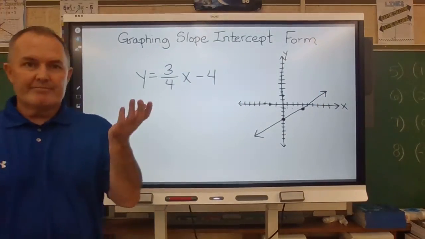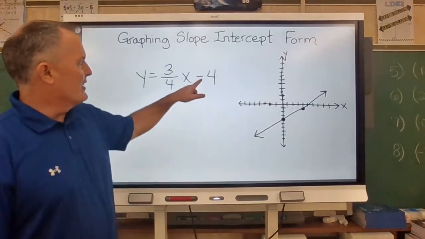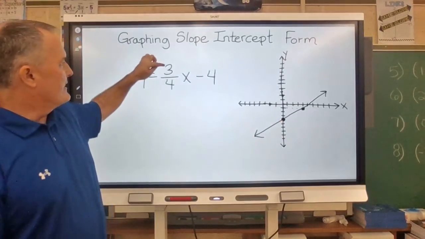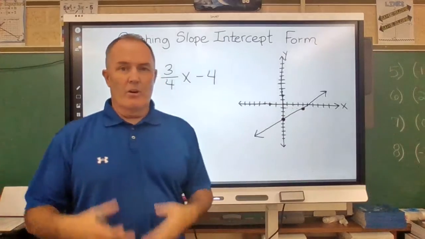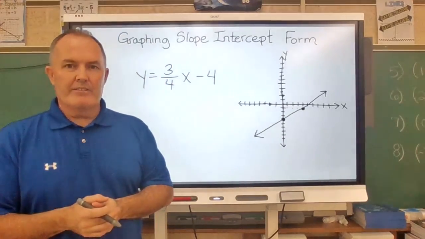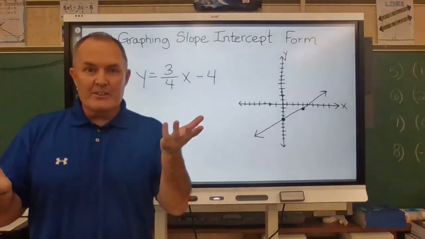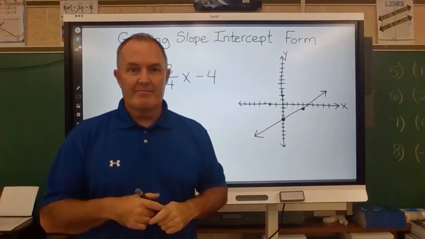And there's my graph. And it's accurate because my y-intercept, where it crosses the y-axis, is a negative 4. My slope is up 3 over 4. And there we have a graph. If you have any more questions about how to graph slope-intercept form, rewatch the video or ask me in class. See you soon.